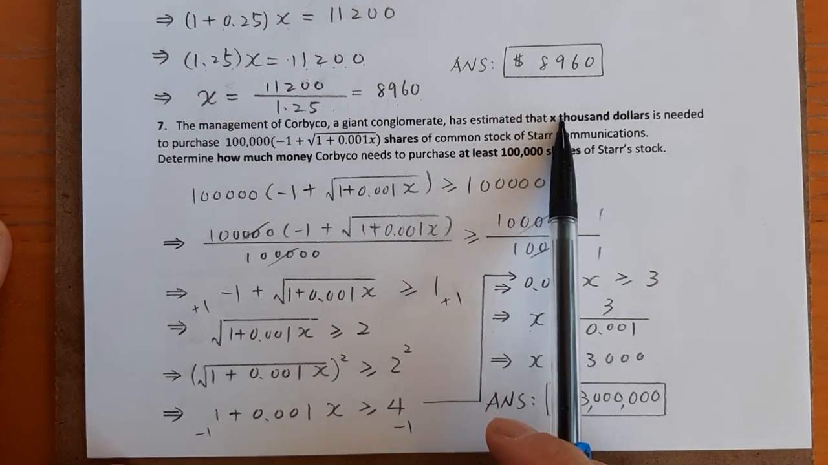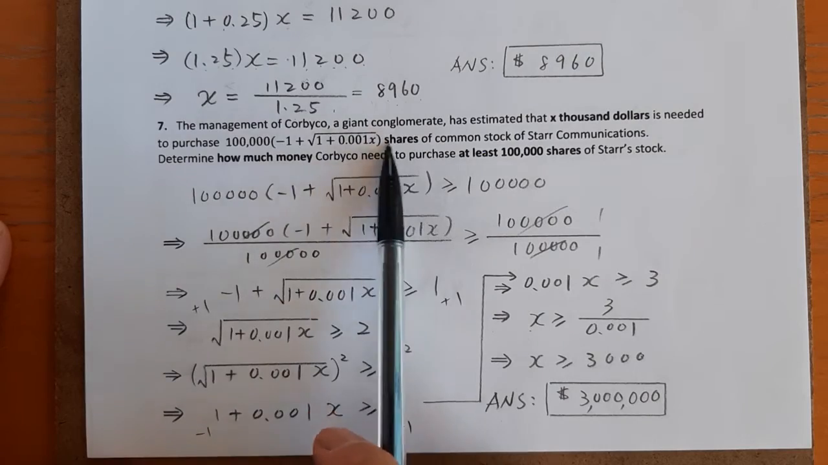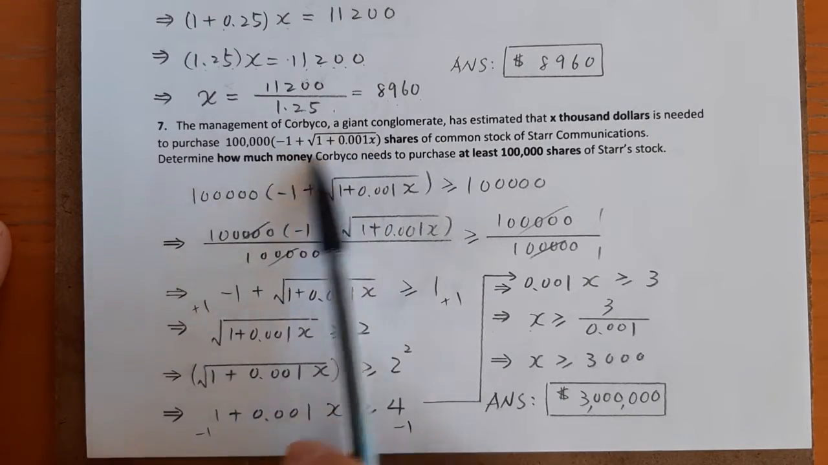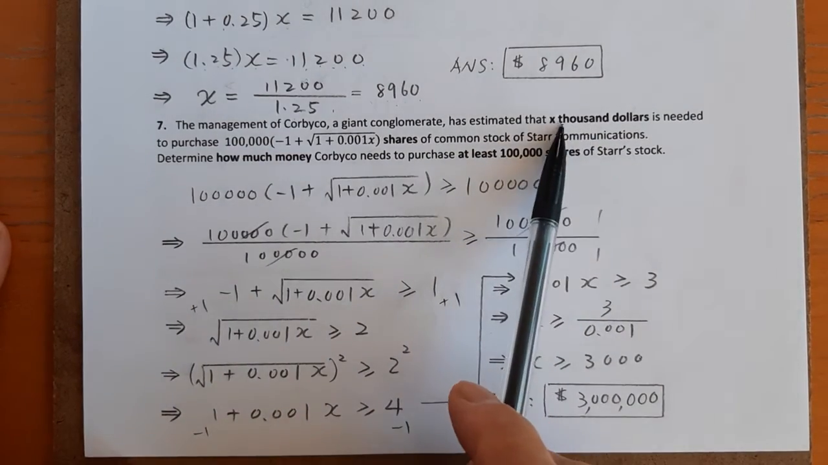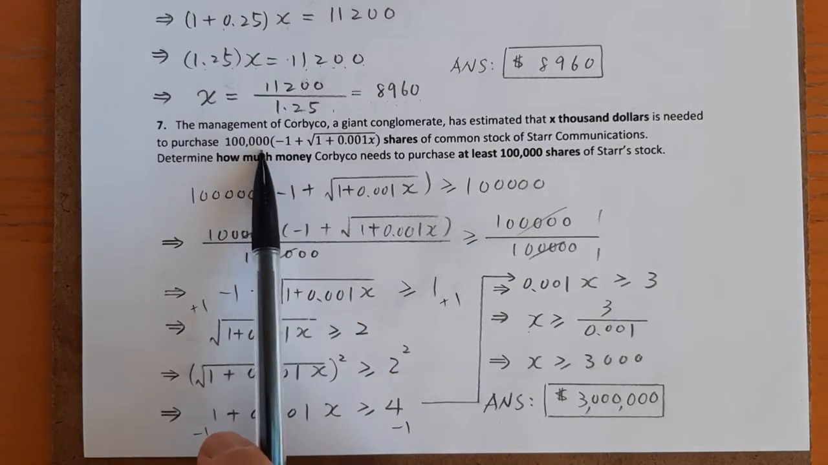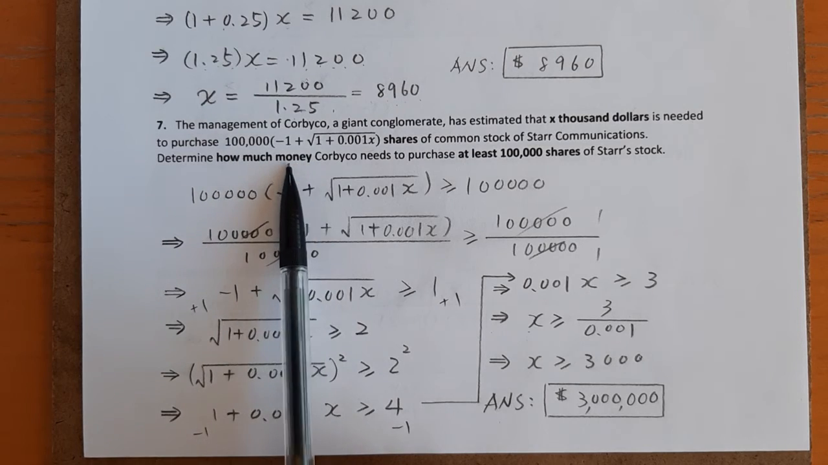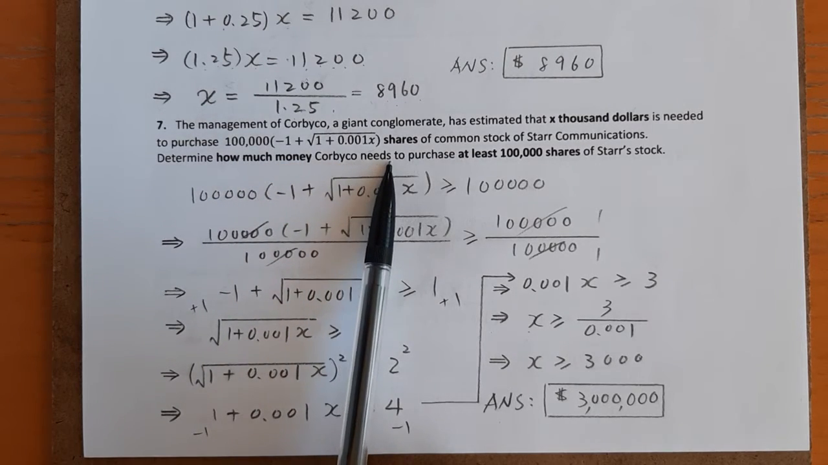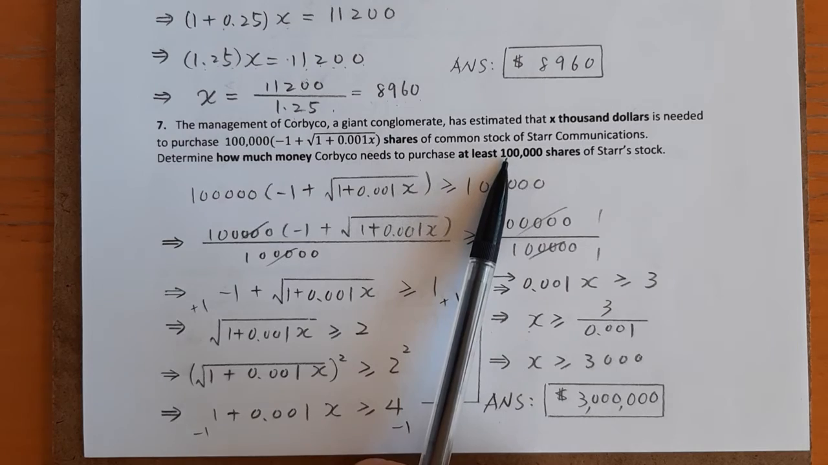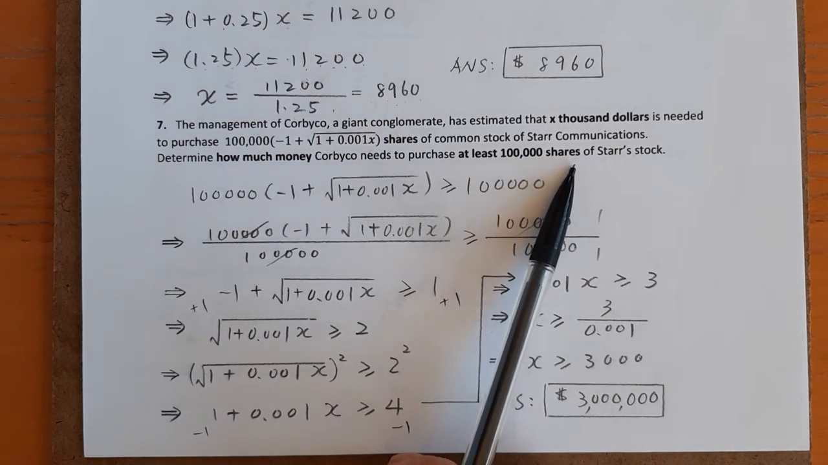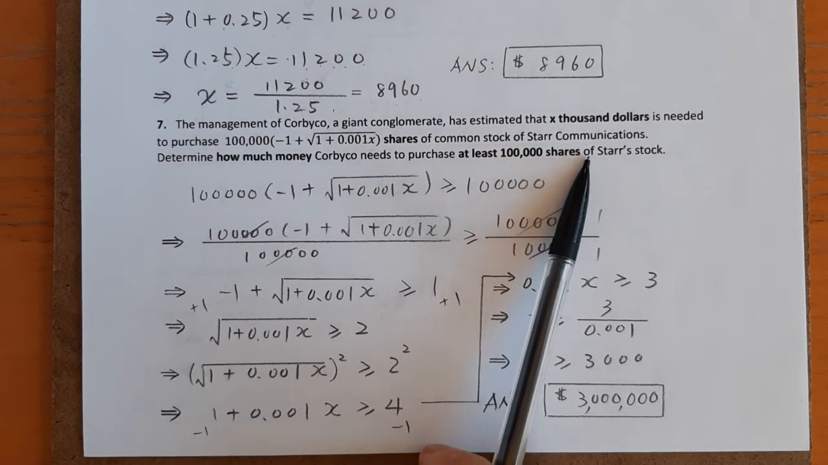If you have X thousand dollars, then you can purchase so many shares of common stock of Star Communications. For X thousand dollars, you can purchase so many shares of stock. Determine how much money Cobico needs to purchase at least a minimum of 100,000 shares. So this is the share count.